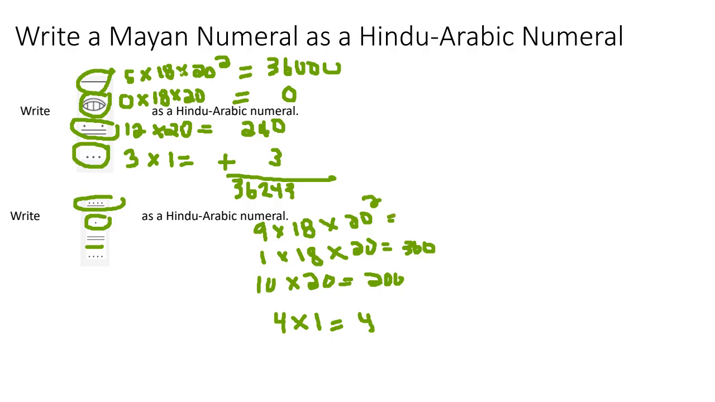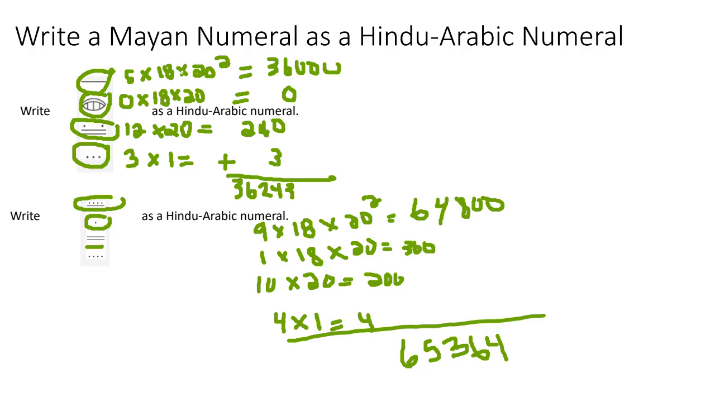Okay, so let me do that one on the calculator. 20 times 20 times 18 times 9. So 64,800. And then we want to add everything else. And we get 65,364. Okay.